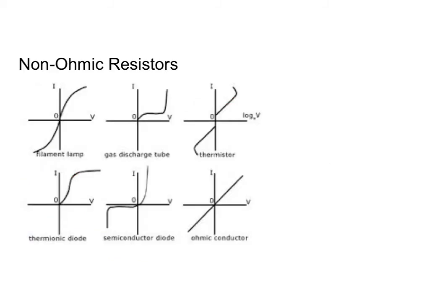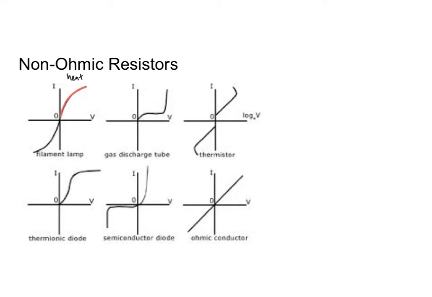Non-ohmic resistors, on the other hand, are resistors whose characteristics change as they are running in a circuit. You can see here a few examples of non-ohmic resistors. So we have the most common, which is a filament lamp or light bulb. And what happens with our filament lamp is it is going to heat up. And as it heats up, you can see its resistance is going to change. And we can see this because the relationship between V and I is changing, and we know that because we don't have a straight line.